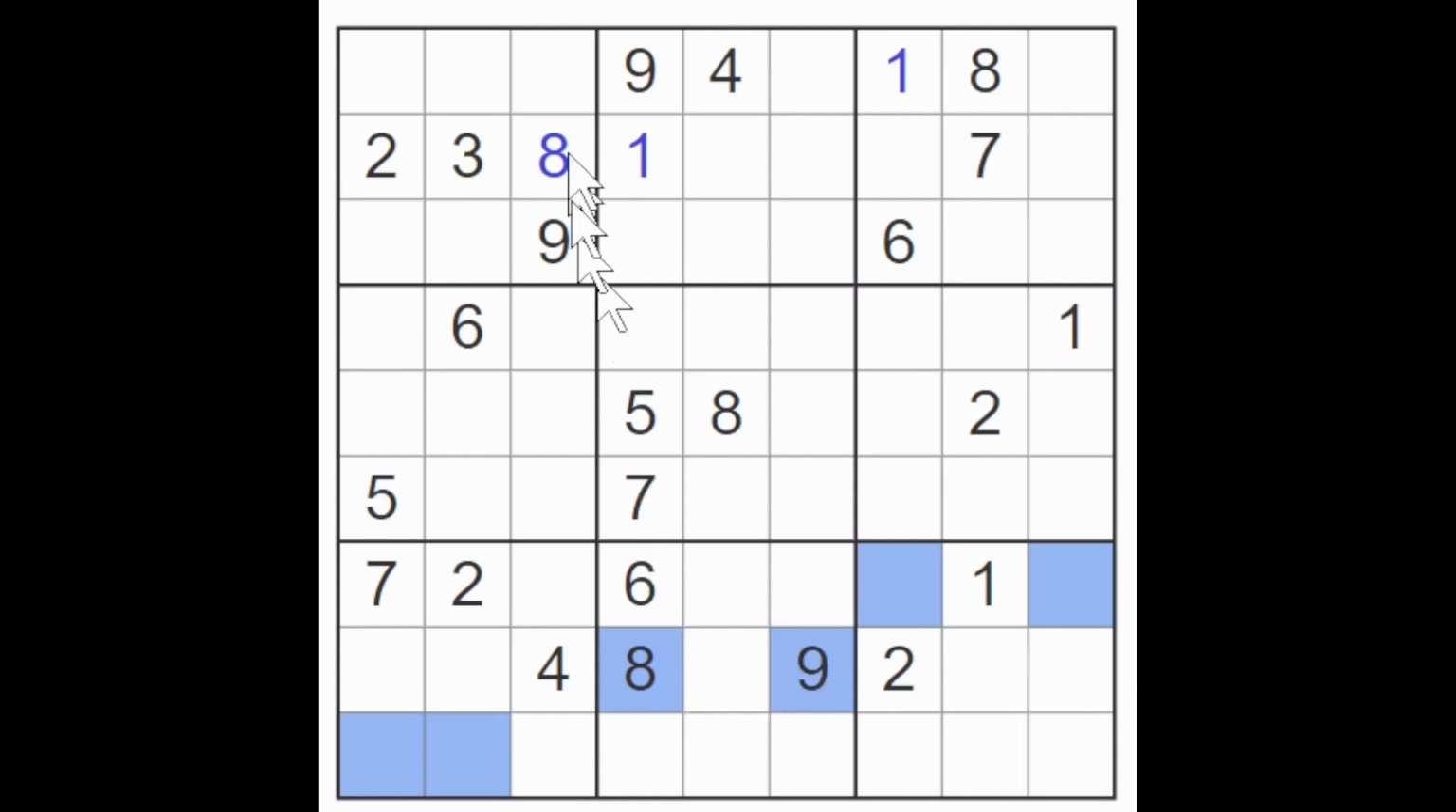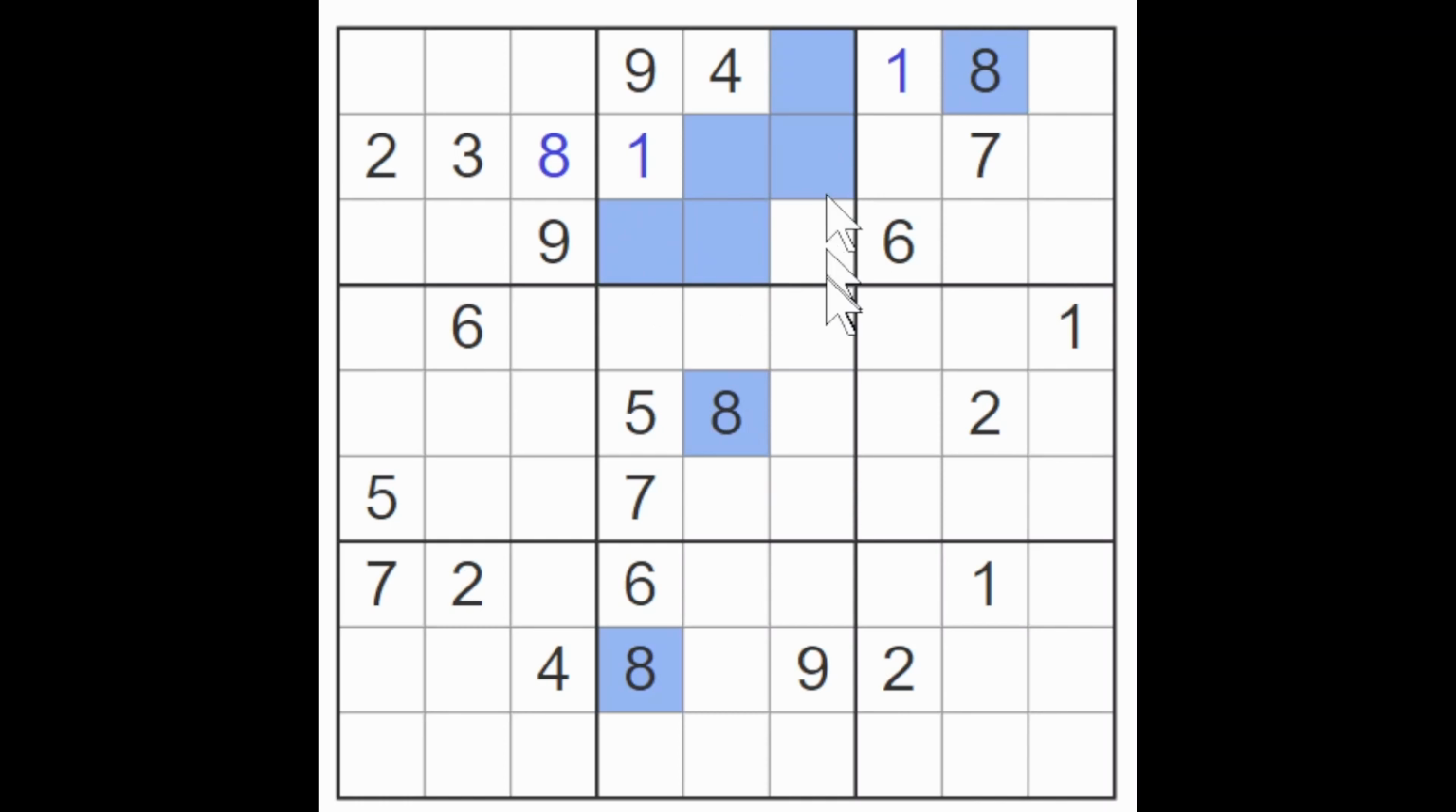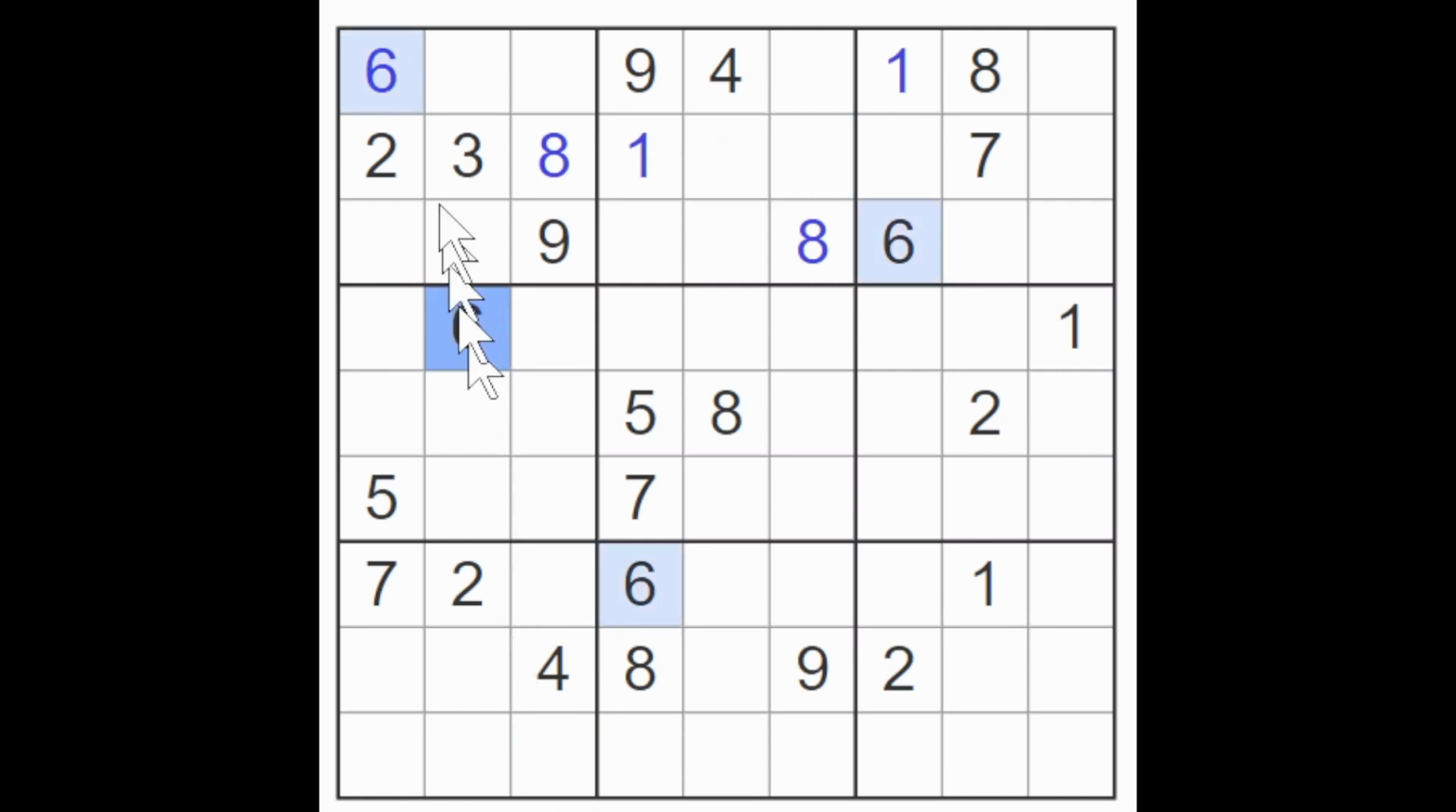Now we got an 8 blocking over here, an 8 blocking over here, 2 8s blocking up here like this, making this an 8. These are now 1 and 4s, making these a 6, 5, and a 7. There's a 5 and a 7 in the column, making this a 6. One of these is now a 6, and this is a 6 because we have these 2 6s blocking down here. We have the 6 blocking over here, so this is a 6.